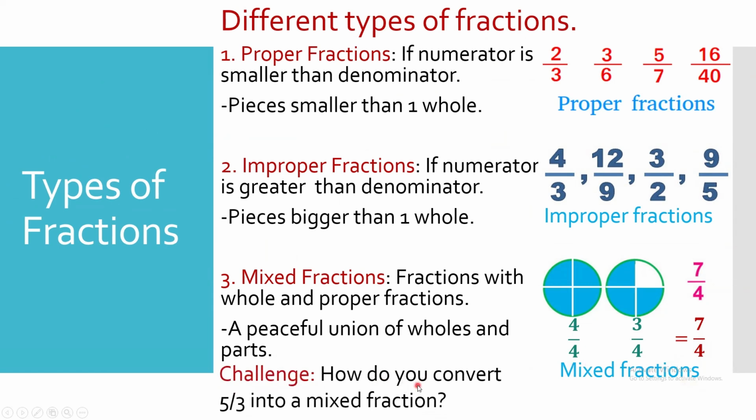So challenge: how do you convert 5 by 3 into a mixed fraction? You have to divide the number by the denominator. After that, you have to make the mixed fraction. So it is 1 whole 1 by 3.